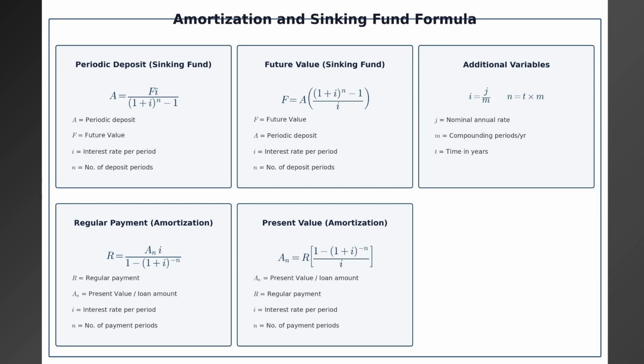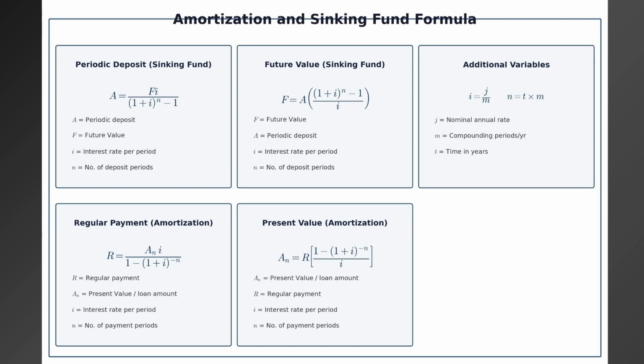For the sinking fund, we have two main formulas. First, the periodic deposit, represented by A, is the amount that needs to be deposited regularly in order to reach a target future value. And second, the future value, represented by F, is the total amount accumulated in the future based on those regular deposits.